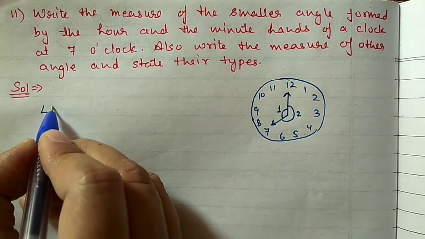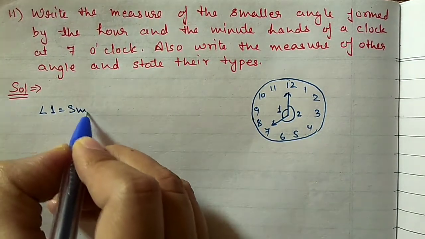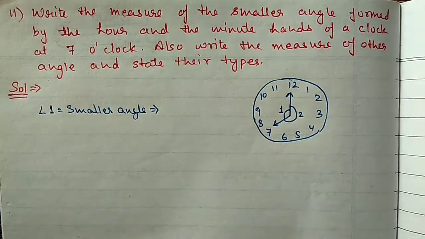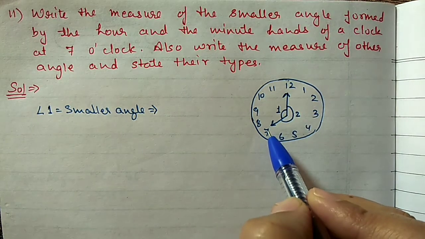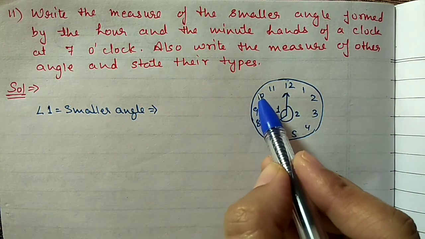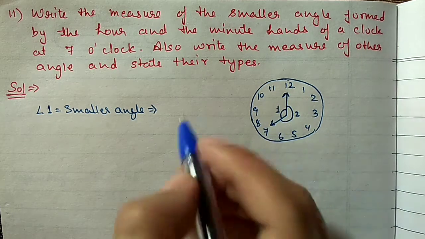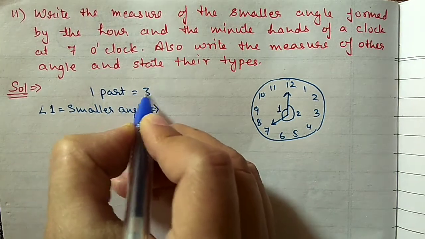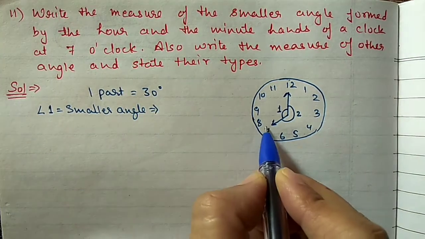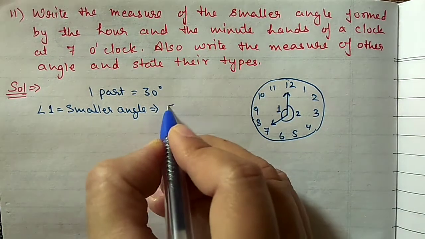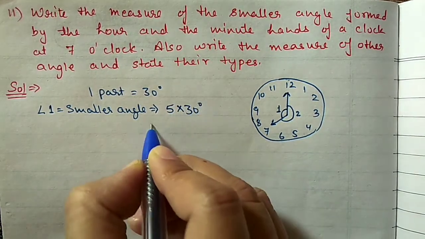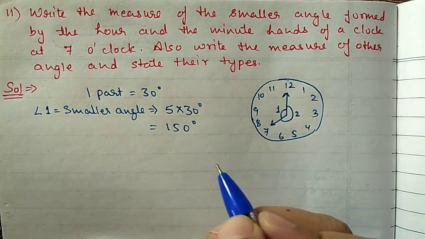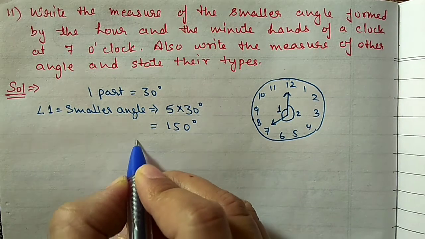So angle 1, this is the smaller angle, and you can see how many parts it is moving, how much difference there is from 7 to 12. 1, 2, 3, 4, 5. There are 5 gaps. Each gap, one part, is equal to 30 degrees as we discussed in the last question, and here the difference is 5 parts. So 5 into 30 comes to 150 degrees, and 150 degrees is more than 90 degrees but less than 180 degrees. It means this is an obtuse angle.